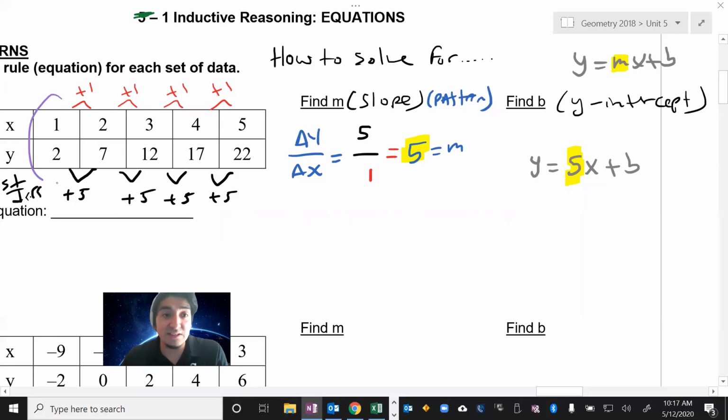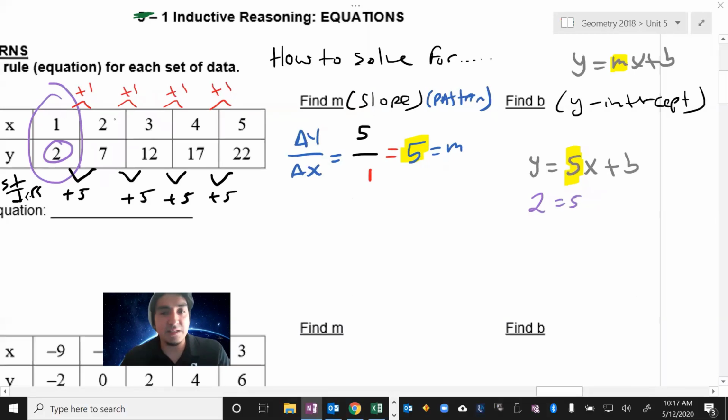So I'm going to pick the easiest one, which is (1, 2). So ideally, I would suggest picking one that has like 0, 1, 1, 2, something that's really small for you to go ahead and not necessarily always pick the biggest number. So I have y is equal to 5x plus b. So I'm going to pick my y is going to be 2, which is, and then my x is going to be 1.